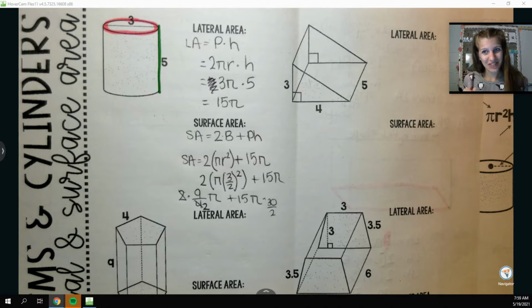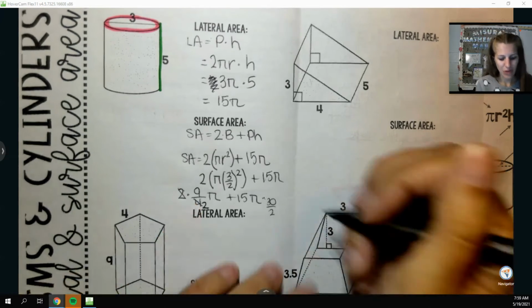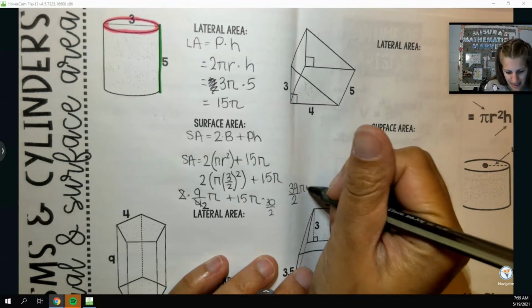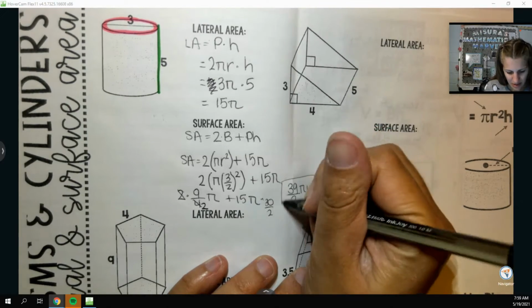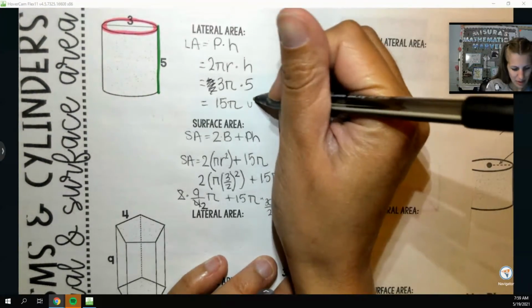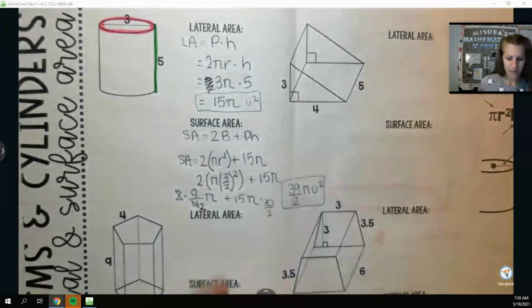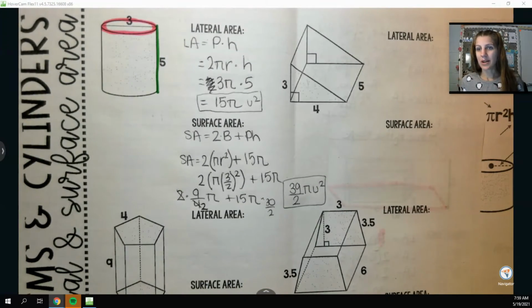Because 30 over 2 is 15. And 30 over 2 has the same denominator as 9 over 2. So now I can add them for 39 over 2 pi units squared. Oops, I forgot my units squared up here on lateral area. So there you go.